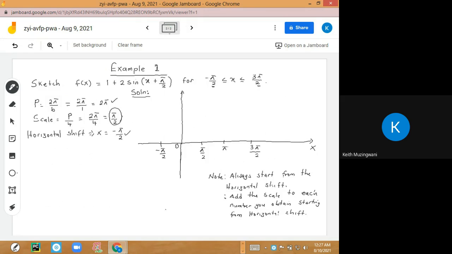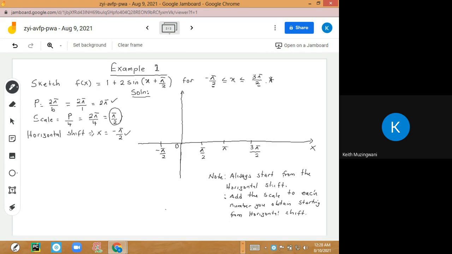So we have a question of this nature: 1 plus 2 sine of (x plus pi over 2). How do I sketch it? I get the period first. I divide 2 pi by b. Our b in this case is 1, so we divide 2 pi by 1 and get 2 pi. What is the 2 pi for? When you already have an interval given in the question, the 2 pi helps us get the scale. So our scale is the period divided by 4. The period is 2 pi, you divide by 4, you get pi over 2.